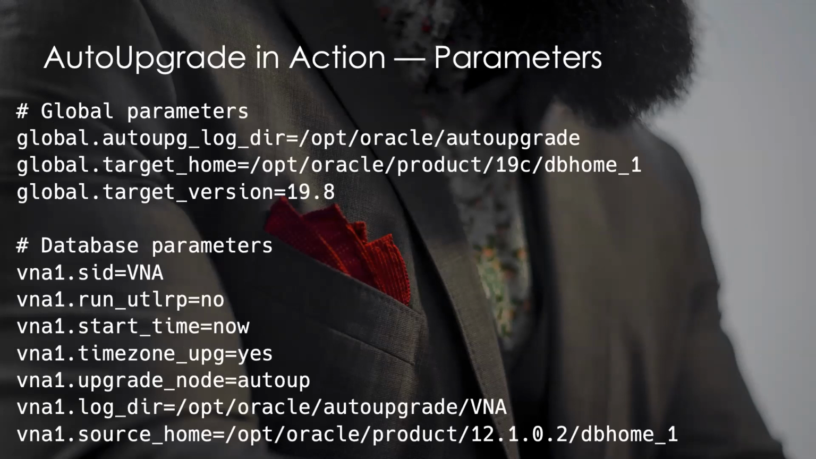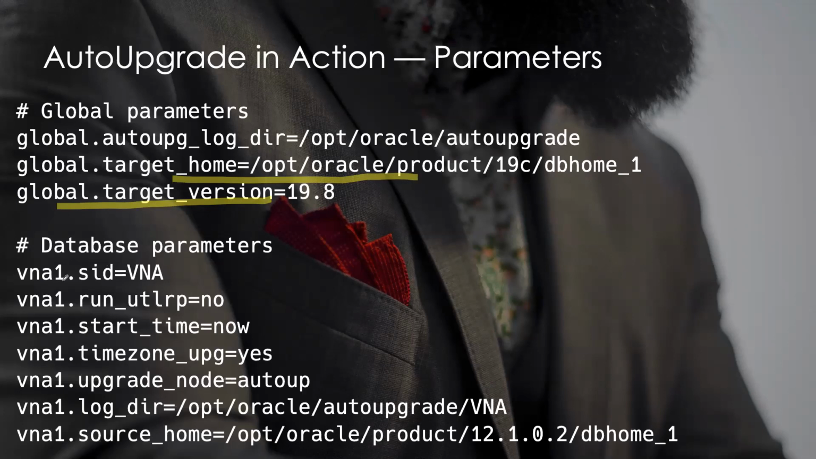This is an example of a configuration for just one database. And in this case, I added the target version and the target home directory as global values right here. So this is an example of, I know that I have a bunch of databases I'm going to upgrade to 19.8. They're all going to have the same home. Why define that multiple times? I can just set those as global parameters.